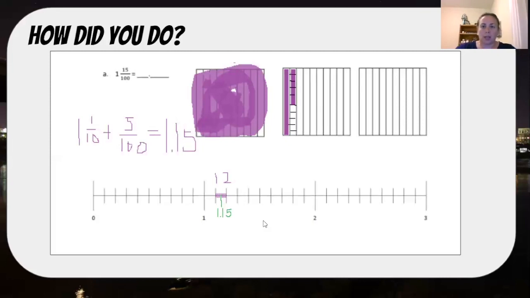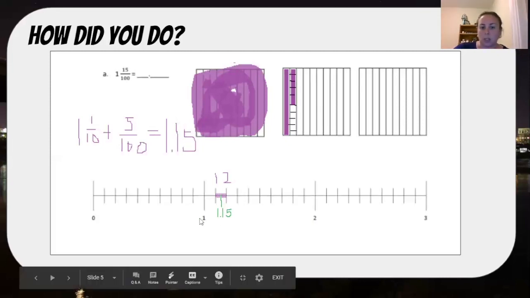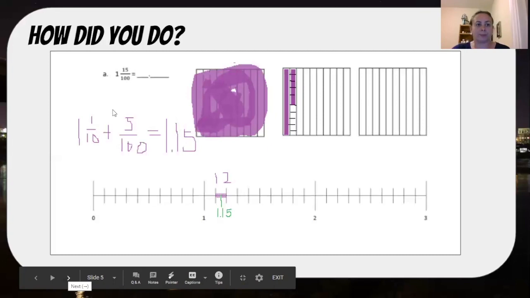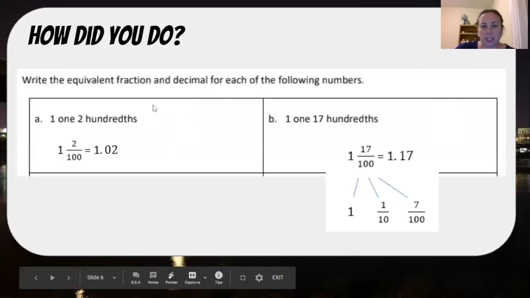Then on the number line, we should have found, between 1 and 2, we were looking for 1/10. So that's our first mark. And in between the 1/10 and the 2/10, there needed to be 10 little lines. And then you go to the fifth line, it's a very small space, and we labeled that 1 and 15 hundredths.